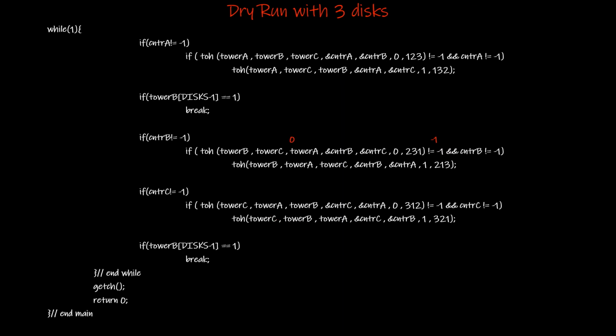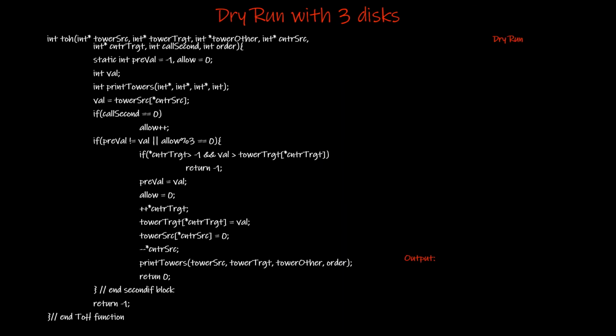Okay, so we go to the while loop again, TOH function again, with source tower as C and destination as A. So this function is called, the parameters are created, these are the values for our towers. Source tower is C, target tower is A, and B is going to be our third or other tower. Okay, counter source is going to be 1. So that is where our topmost value is present, right?